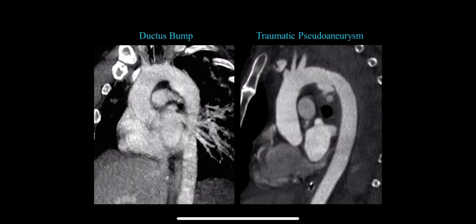So if we look at these side by side, note that the ductus bump is an outpouching, classic location of a traumatic aortic injury, but has very smooth obtuse margins with the undersurface of the aorta. Compare that to the traumatic pseudoaneurysm, where we see acute angles with the undersurface of the thoracic aorta.